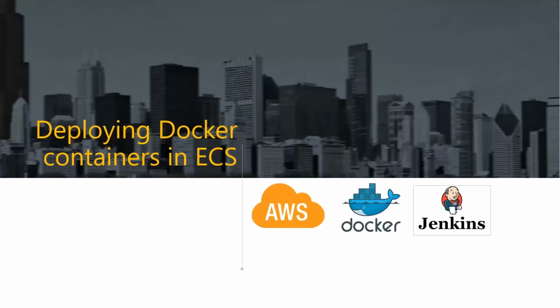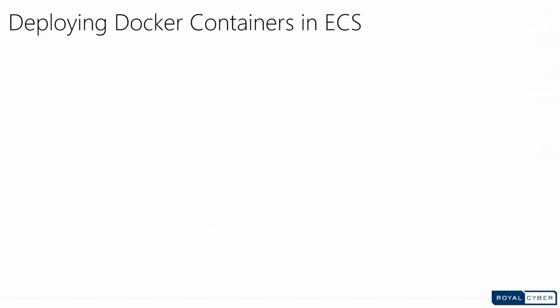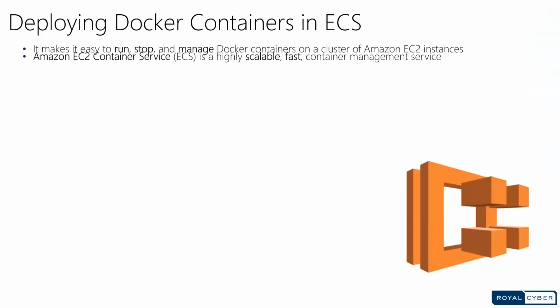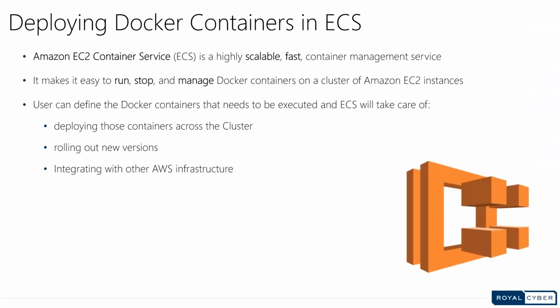Now that we have seen what Docker containers are, let's see how we can deploy them in ECS. So what is ECS? ECS is Amazon EC2 Container Service, which is a highly scalable, fast container management service. We can easily run, stop, and manage our Docker containers on a cluster of Amazon EC2 instances. ECS takes care of everything, like deploying those containers across clusters and rolling out any new versions, and it seamlessly integrates with the AWS infrastructure.